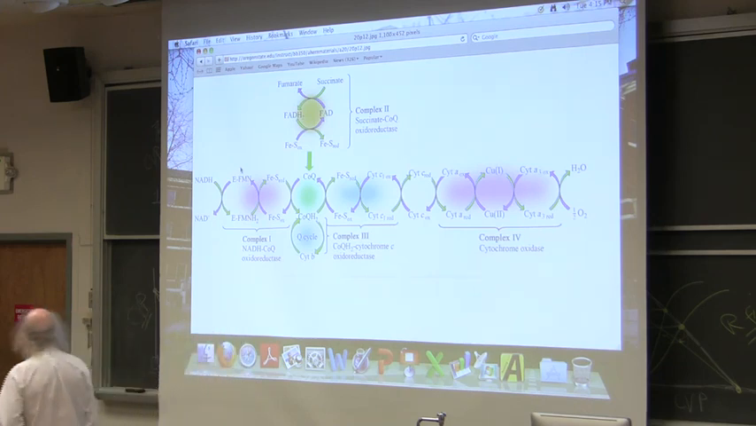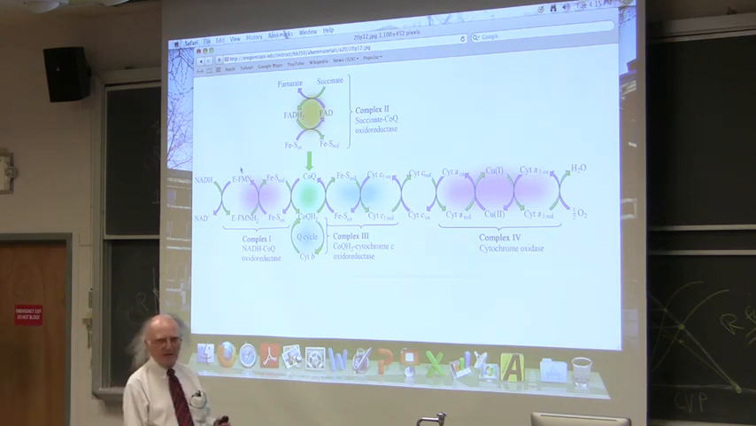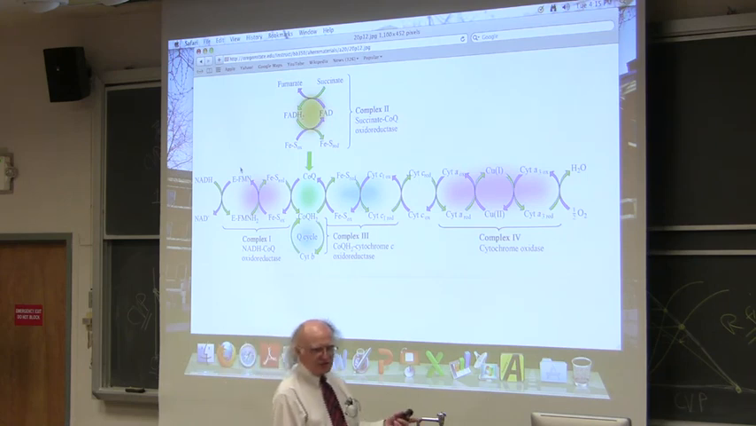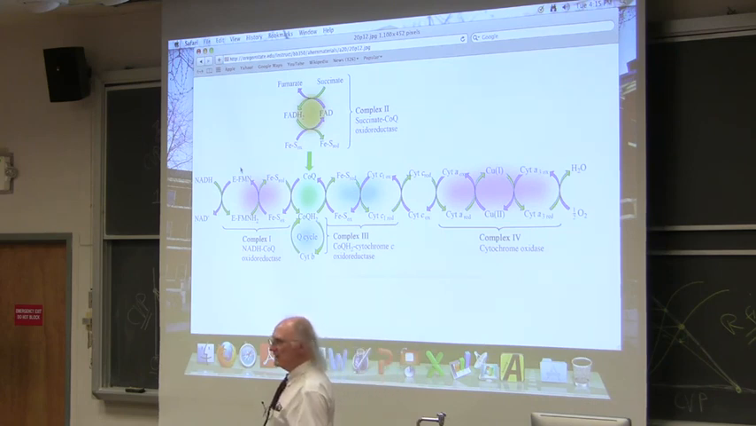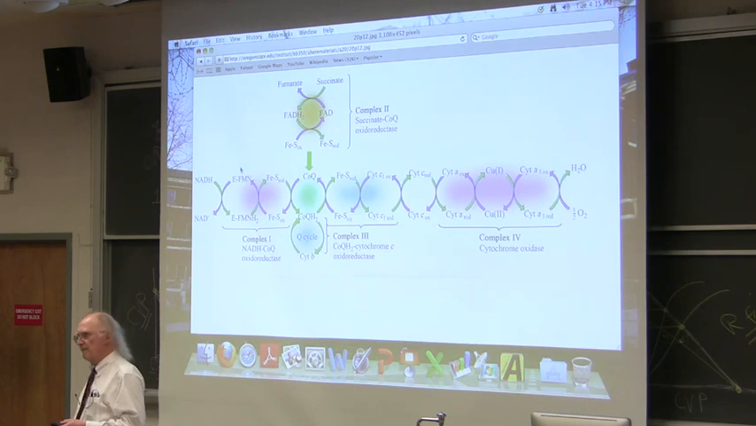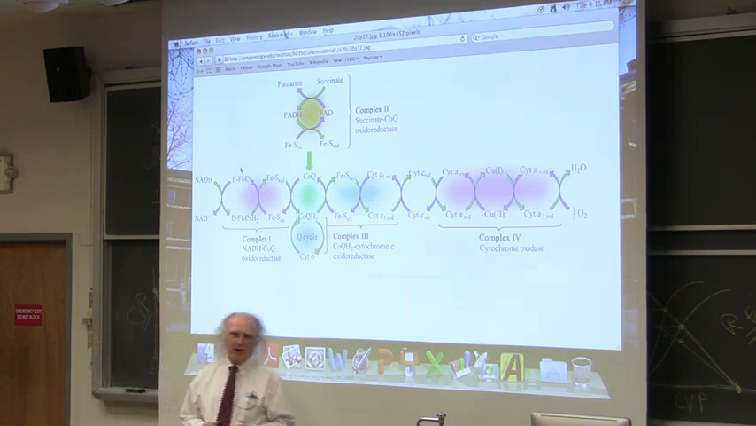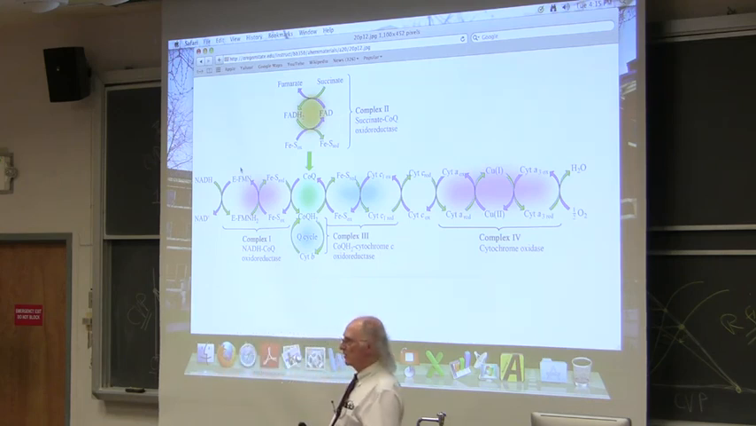Okay. Now, that's the electron transport system. Yes, I think you should know the order of the carriers. I'm going to repeat them for you. NADH to complex 1, FADH2 to complex 2. Both of those converge on coenzyme Q, otherwise known as CoQ.